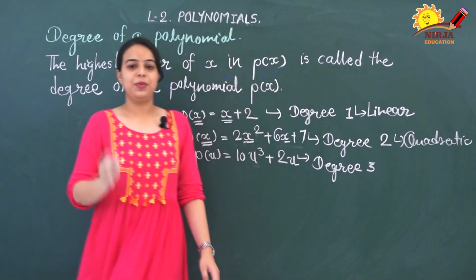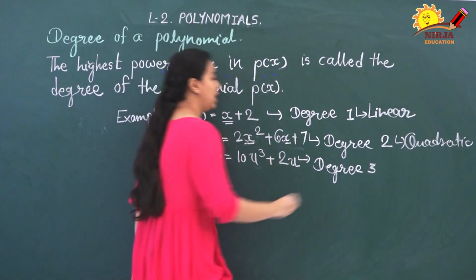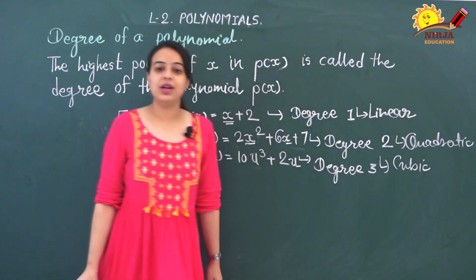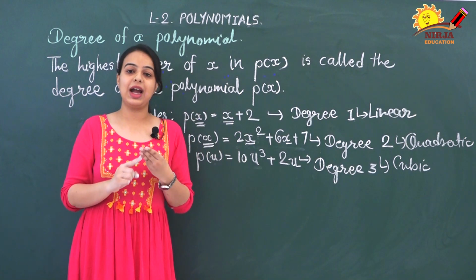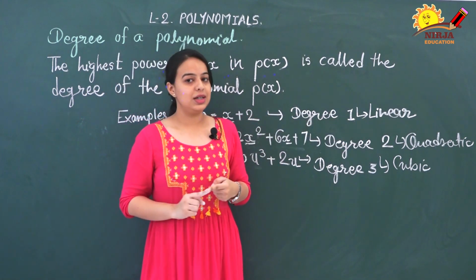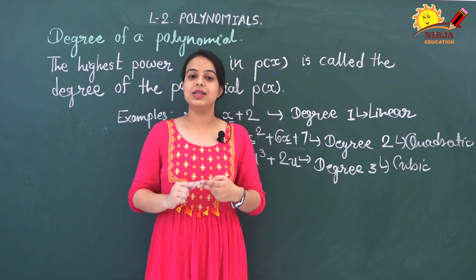And if any polynomial is having degree as 3, we can say that polynomial as cubic polynomial. So, my dear students, here we have discovered 3 kinds of polynomial. First one is linear polynomial, quadratic polynomial and cubic polynomial. These polynomials are very simple.